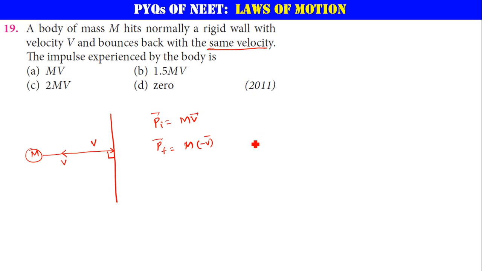Okay, so now what is impulse? Impulse is equal to final momentum minus initial momentum. What is final momentum? Minus mv, initial momentum plus mv. So it's nothing but minus 2 mv bar, or you can say minus 2 mv, or if you want to find only the magnitude, it will be plus 2 mv, because minus is not there in any of the options.